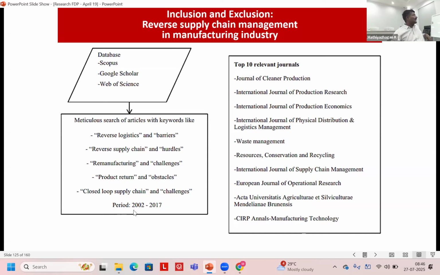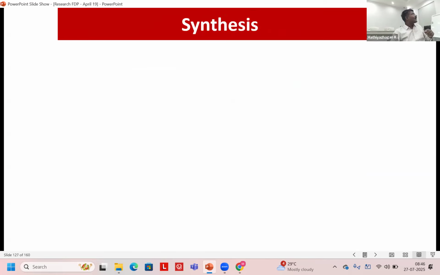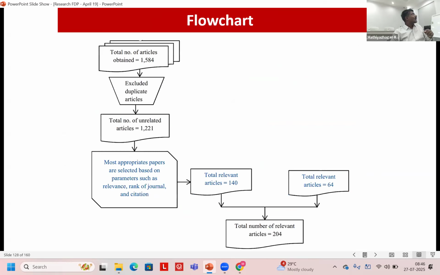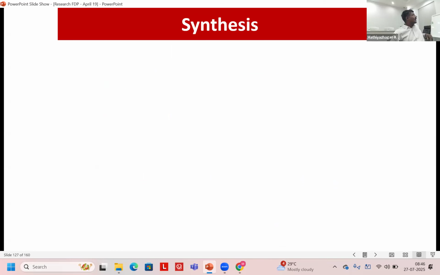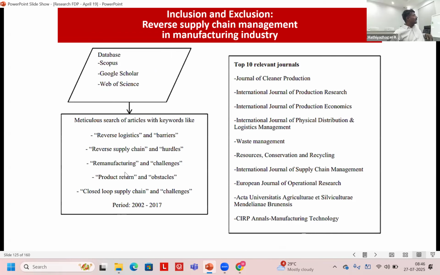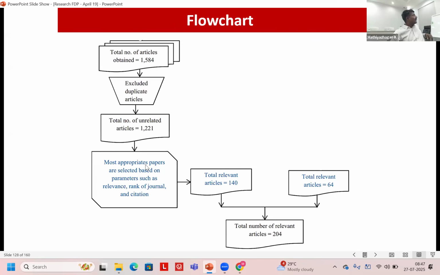What is the period I have selected? 2002 to 2017. Only these are the databases? No. I know in this area the top 10 journals are doing very good. Which top 10 journals? These are the top 10 journals. Now, what was your question? The answer is here. With the combination of all these keywords, I can see how many papers in total: 1584, from different combinations of keywords.